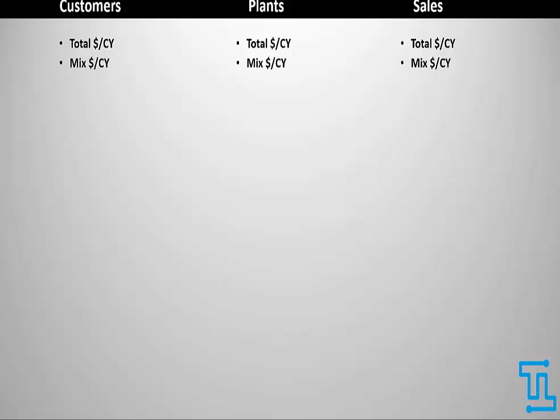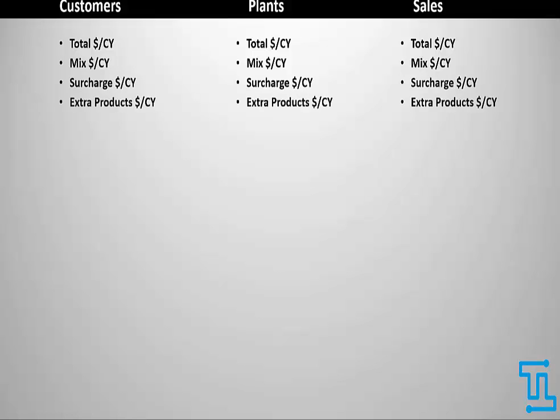ClearView stores a myriad of customer, plant, and sales metrics to use in trends. The metrics that are common to all three are total dollars per yard. This is everything on the ticket except tax. All of the metrics in ClearView involving dollars are before tax. The mix price per yard, surcharges per yard, and extra products per yard.